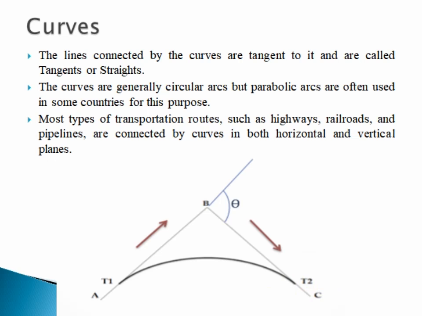Most types of transportation routes such as highways, railways and pipelines are connected by curves smoothly, in both the horizontal and vertical planes. Okay, as we know, when the curve is provided in the horizontal plane, it is called a horizontal curve. When the curve is provided in the vertical plane, it is called a vertical curve. Then we also learn the deflection angle, that is, the angle by which the direction of the curve is deflected is called the deflection angle.